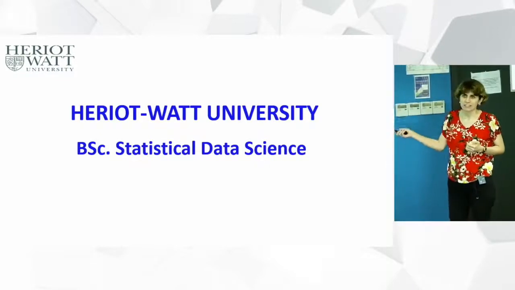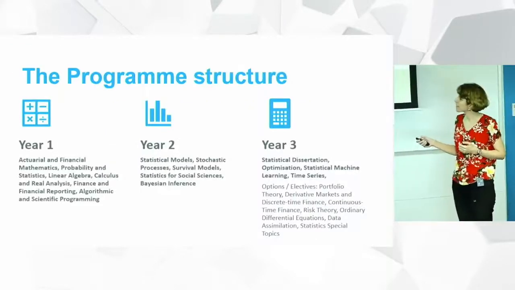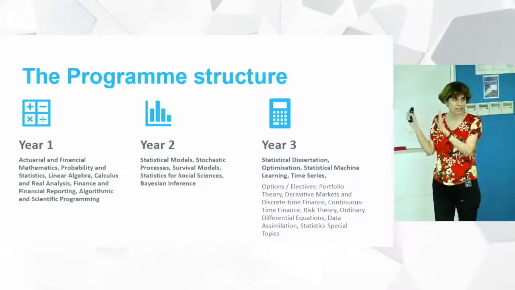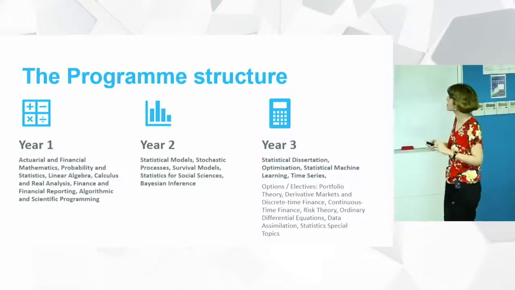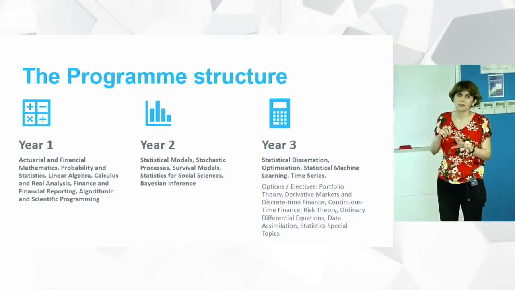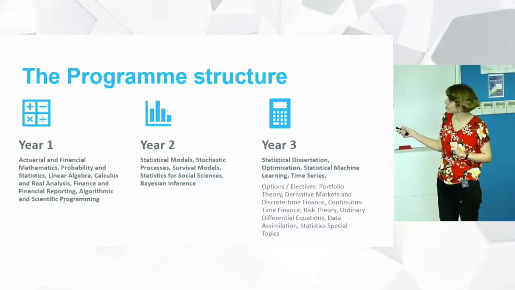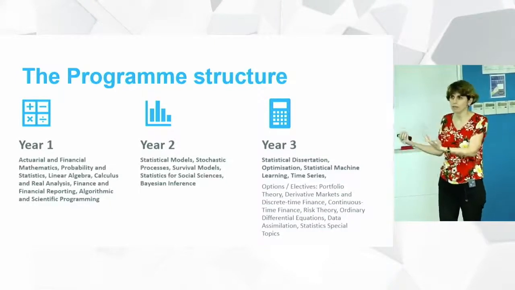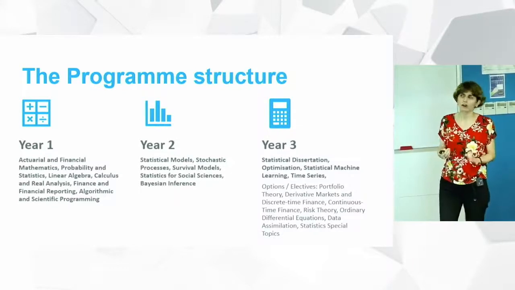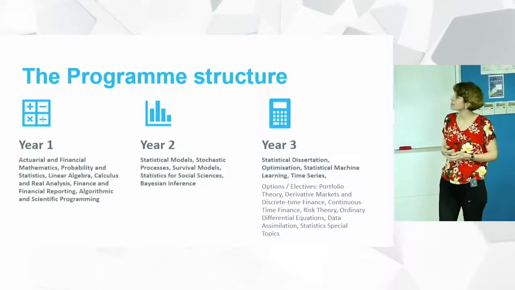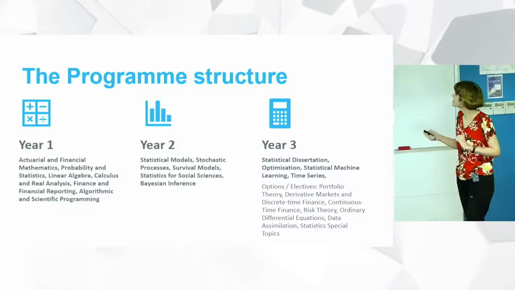Now, statistical data science at Heriot-Watt University. So this is our program structure. As I mentioned, year one is the same for both actuarial science and statistical data science students, or SDS students, as we call them. In year two, some of the subjects are the same, but for example, statistics for social science and Bayesian inference are offered as optional courses to actuarial science students, but these two courses are compulsory for data science students.